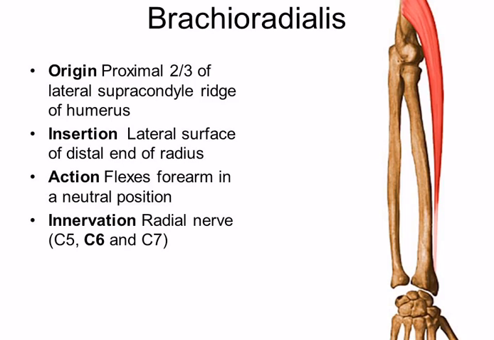Brachioradialis. Origin: proximal 2/3 of lateral supracondylar ridge of humerus. Insertion: lateral surface of distal end of radius. Action: flexes forearm in a neutral position. Innervation: radial nerve, C5, C6 and C7.